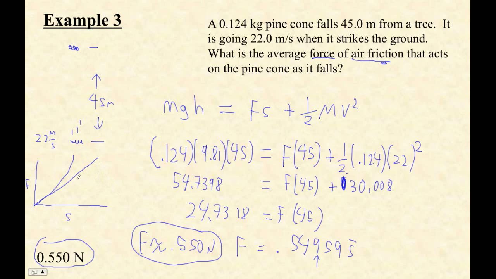The cool thing is that what we figured out was the average force. So we figured out a rectangular area, but basically in general work is the area under a graph like this, okay? If you figure out whatever that area is under a force times distance graph, that'll be the work done. And what we did was we found an average force here.